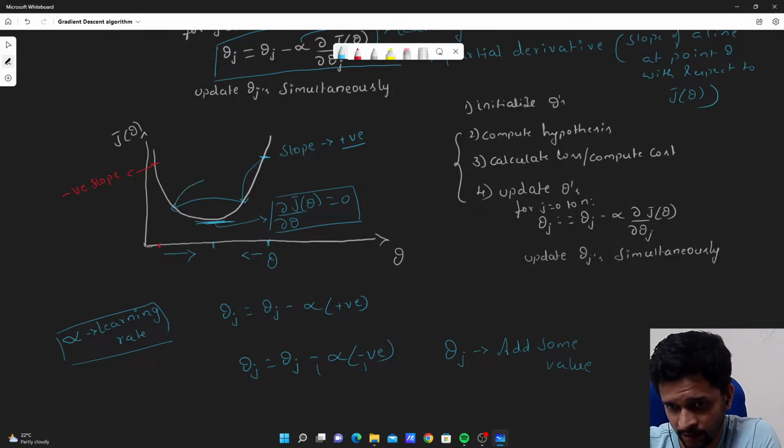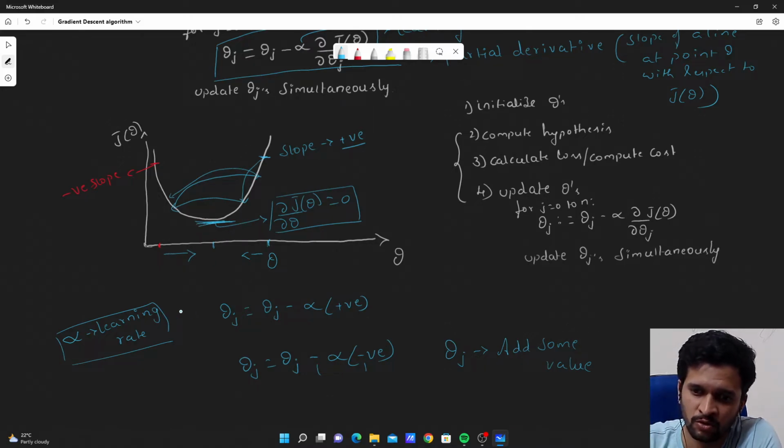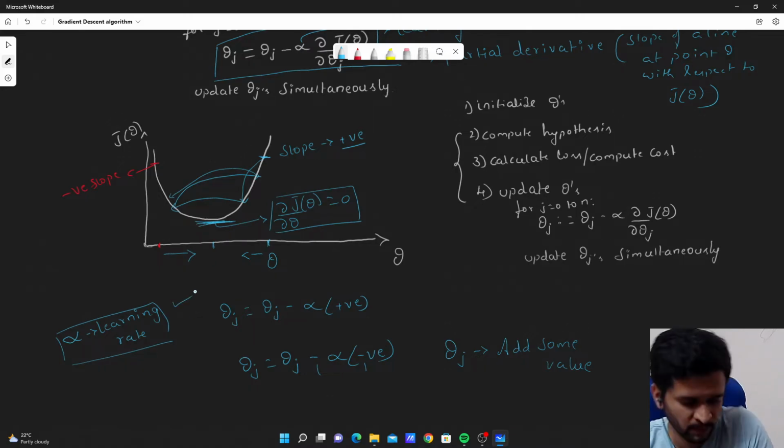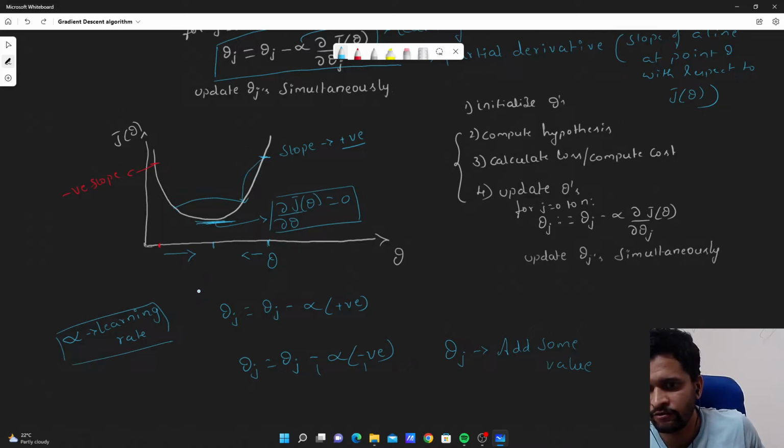And then again, we may come at this point and then come at this point. We can wander like this, right? So we may never reach our global minimum point, which is our main goal. So the learning rate should not be too large. Okay, so what happens if the learning rate is too small?